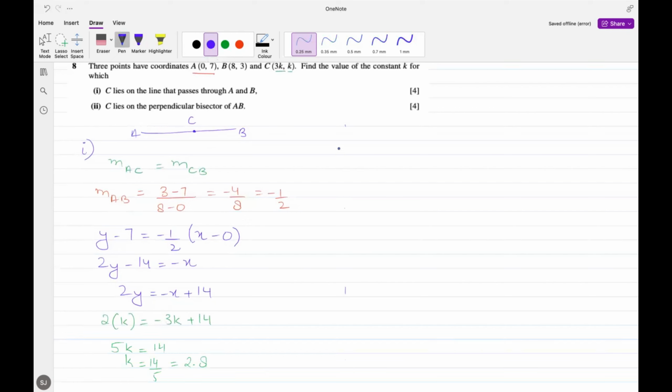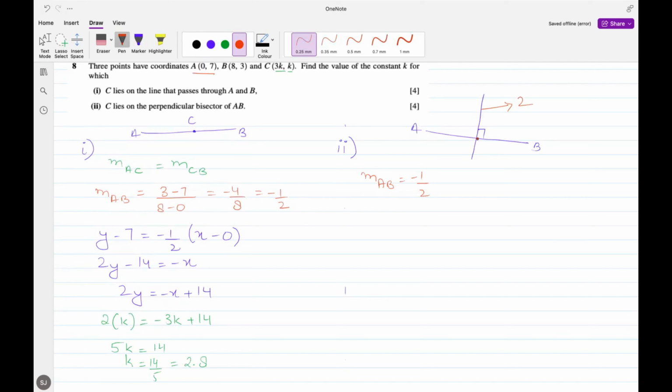In part 2, it says to find the value of k if C lies on the perpendicular bisector of AB. Now, if C lies on the perpendicular bisector of AB, it means that the perpendicular bisector meets AB at a right angle. So first we'll find the equation for the perpendicular bisector and substitute the values of C, (3k, k), into that equation. To find the equation of the perpendicular bisector, first we'll find the gradient of AB, which we already have as negative 1 upon 2, which means that the perpendicular bisector will have a gradient of positive 2.